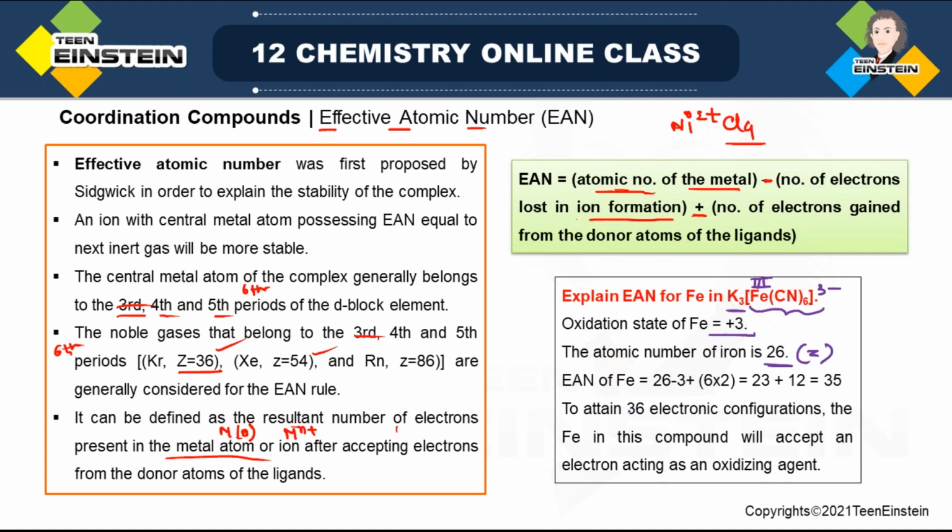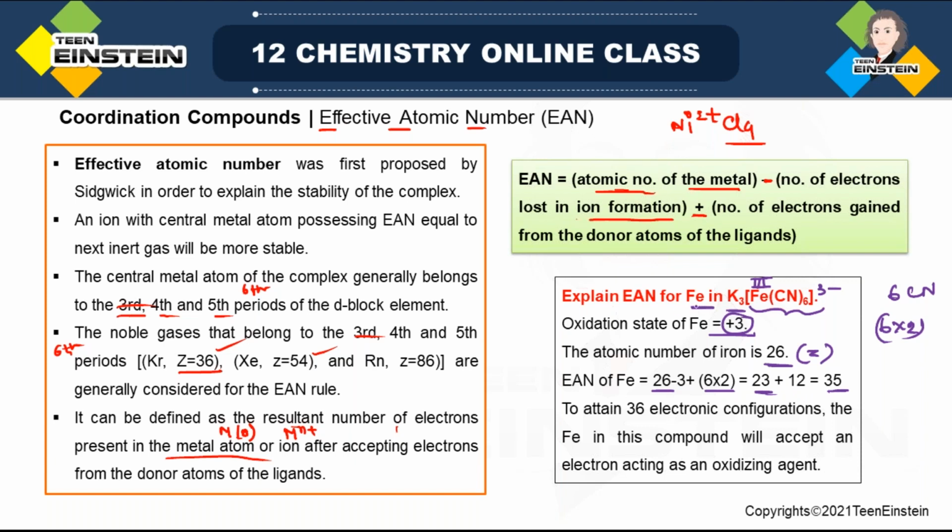So EAN calculation, what will you do? First you will write the atomic number, then subtract the number of electrons that are lost in the ion formation. So here 3 electrons lost, that is why minus 3. And there are a total of 6 cyano ligands, and each cyano donates 2 electrons, so that is why 6 into 2. So 12 electrons will be added. So ultimately it is 26 minus 3, that is 23, plus 12, it is 35.